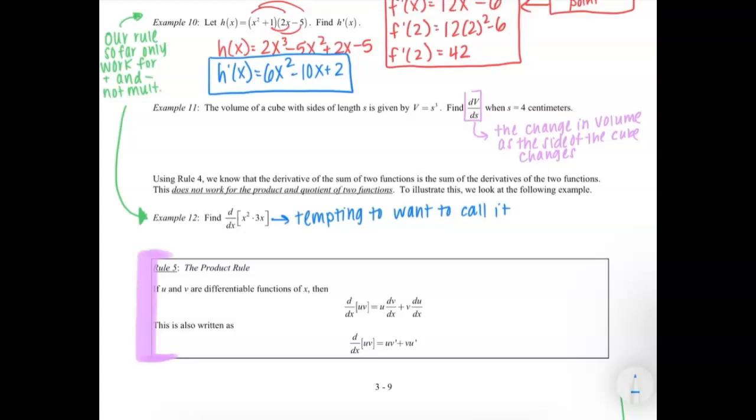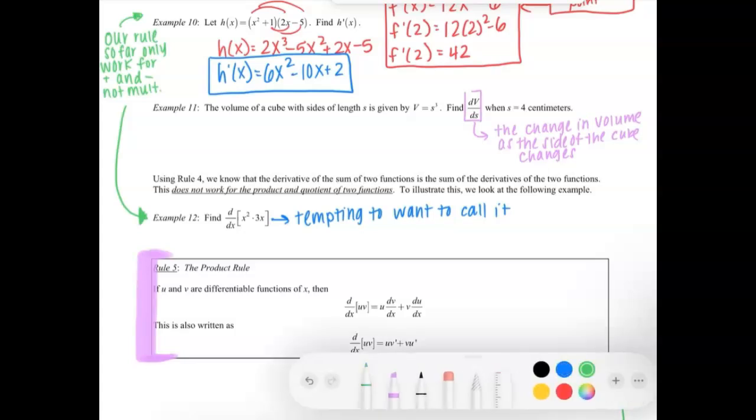So, derivatives also work in other variables than just x and y. So in this next problem we have a cube. The volume of a cube is side cubed. And when it says find dV/ds, what that is saying is find the change in volume as the side of the cube changes. So if we were to take a cube and enlarge it or shrink it, the derivative is just saying how is the volume changing.